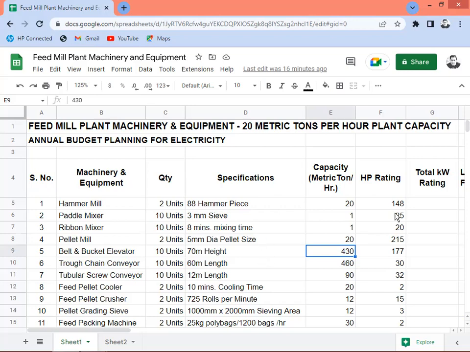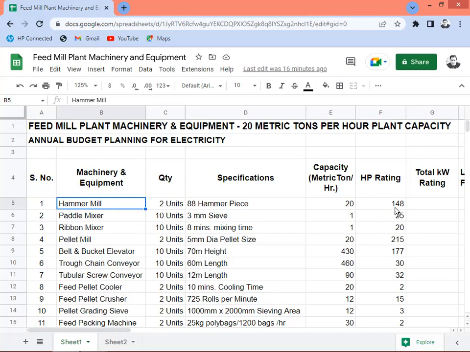Of course, you have motors in each of this equipment, like the hammer mill, the paddle mixer, ribbon mixer, pellet mill, and all the rest of the machinery and equipment. You're going to have an HP rating, or horsepower rating. Some motors indicate horsepower on the tag, on the plate fixed on the side of the motors. Motors as big as this one, 140, this is a huge electric motor that we're going to be using in our feed mill plant.